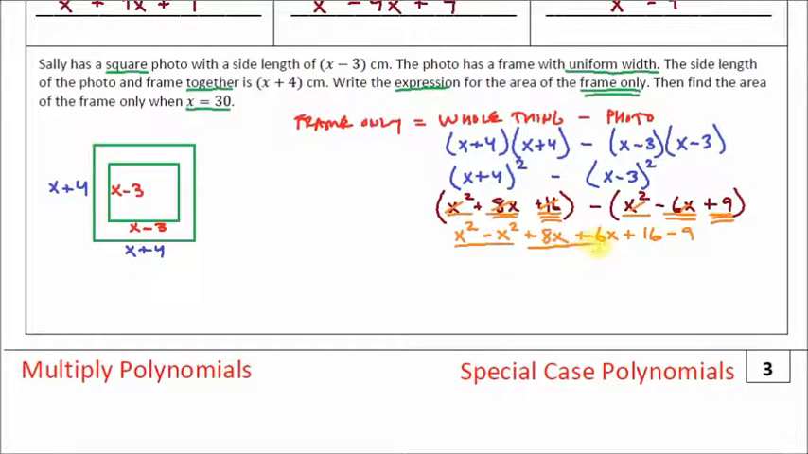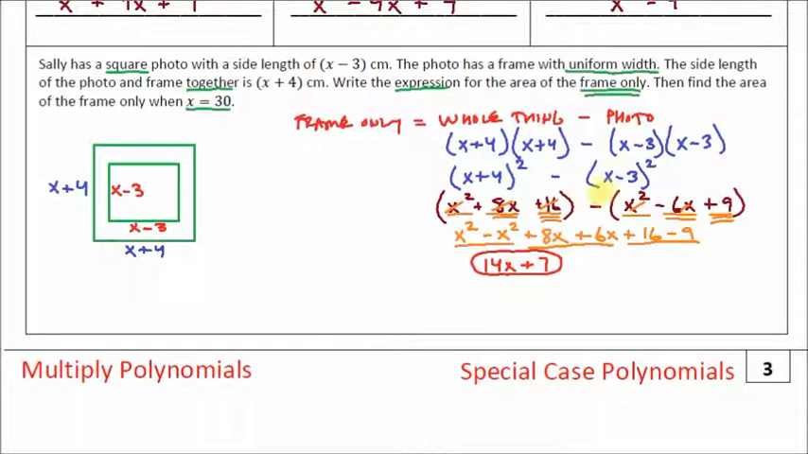Those are like terms. The two x terms are here. The two constants are here. Let's go ahead and rewrite this now. x squared minus x squared, that actually is 0. That's like 2 minus 2. 8x plus 6x is 14x. And 16 minus 9 is 7. So the first part of our question is this. This is the first part of our answer. Write the expression for the area of the frame only. It's 14x plus 7.